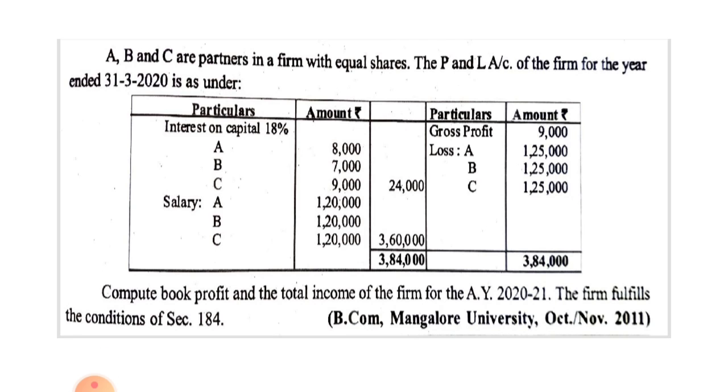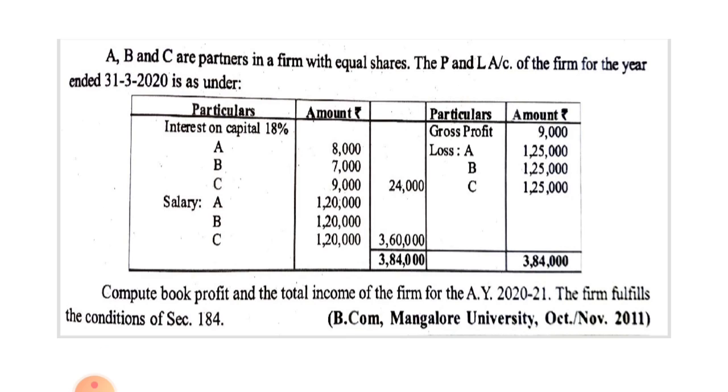See this problem. A, B and C are partners in a firm with equal shares. The profit and loss account of the firm for the year ended 31st March 2020 is as under. Profit and loss account is given. See the credit side, gross profit 9,000 and on the debit side, interest on capital at the rate of 18%, A 8,000, B 7,000 and C 9,000.